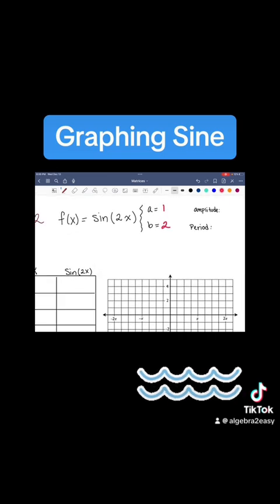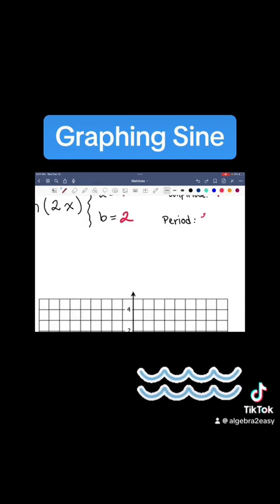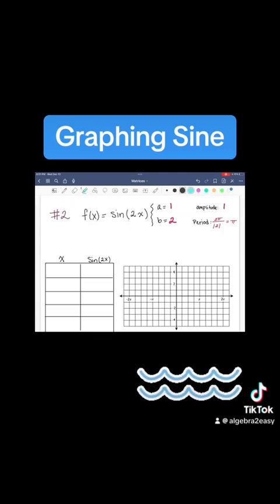Let's figure out our amplitude, the absolute value of 1, which is 1. And then for period, if you remember, we're going to take 2 pi and divide by the absolute value of b. So 2 pi divided by 2 is going to be pi. All right, so we have our amplitude and we have our period. If you remember, we're going to start at 0. We always start at 0. But to figure out my other angle measures, we are going to take the period and divide by 4.